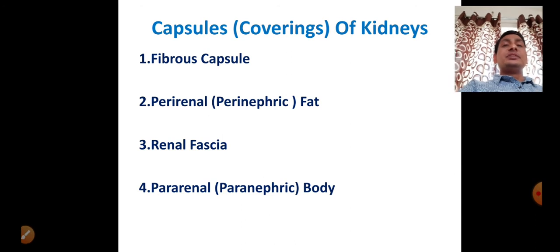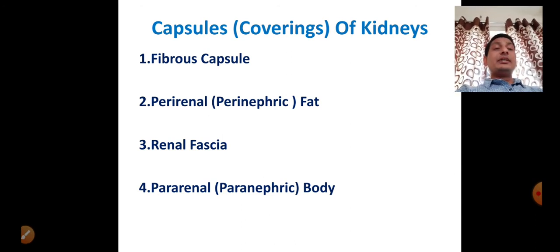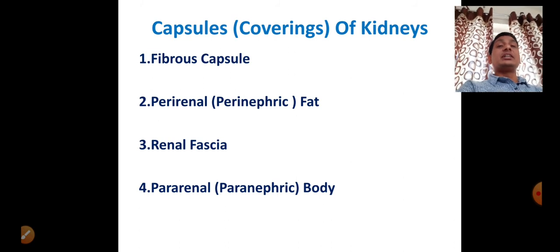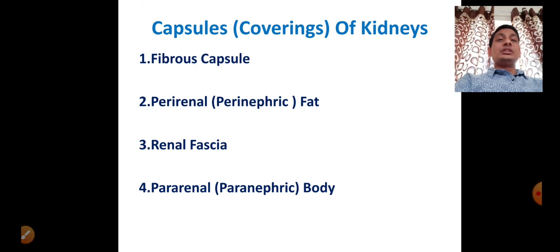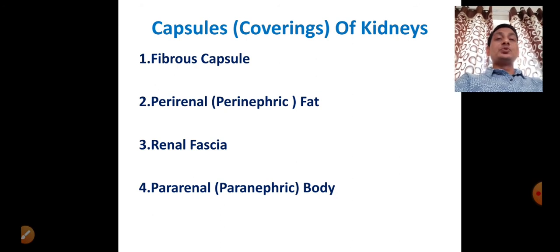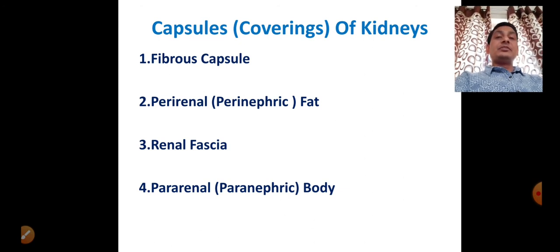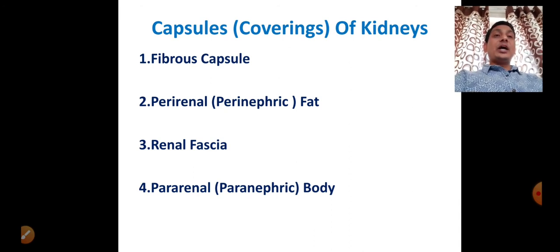Now we will see the capsule covering of the kidneys. The coverings of the kidneys: first, the closely lining thin membrane of the kidney, that is the fibrous capsule. Then outer to the fibrous capsule there is perirenal fat, renal fascia, and outermost is the pararenal or paranephric body. The fibrous capsule is a thin layer which is closely lined to the kidney. Then outer to the fibrous capsule there is perirenal fat, which is made up of adipose tissue. This is the second layer.